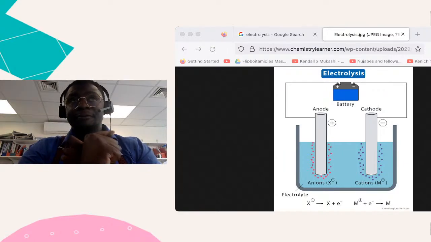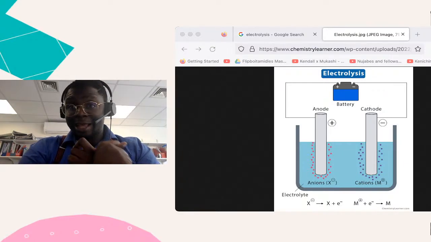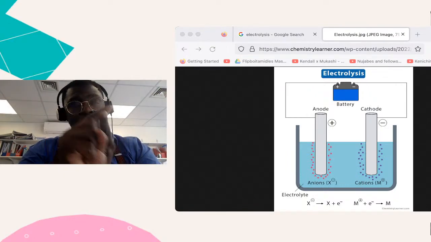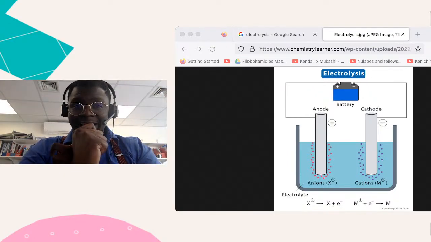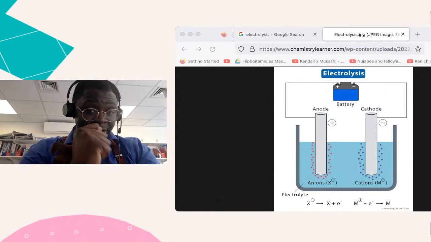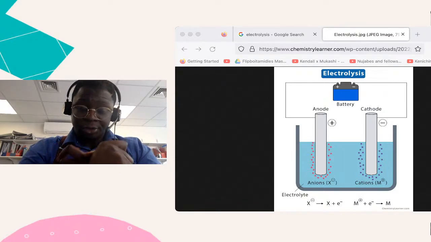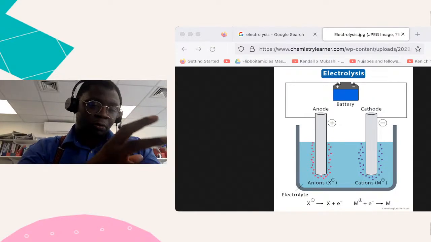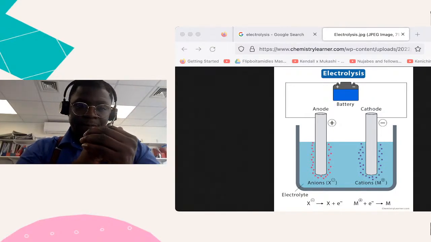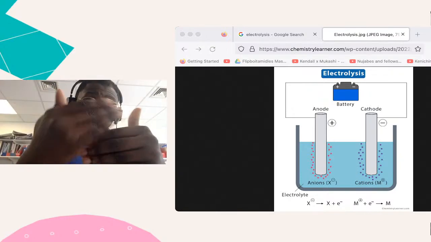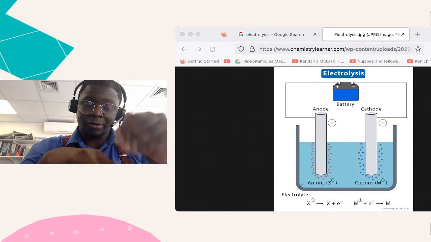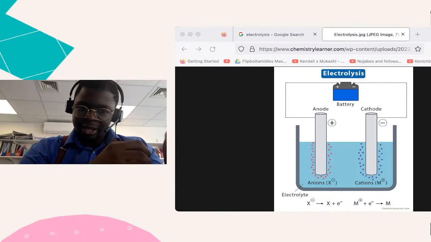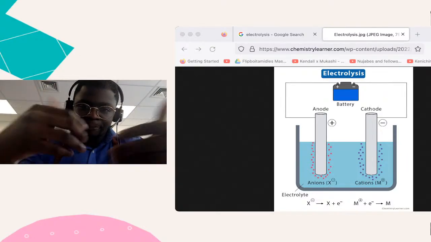At the cathode, we're going to focus on the cations first. If your metal is higher in the reactivity series than hydrogen, then hydrogen is what you'll form at the cathode. If your metal is less reactive than hydrogen in your reactivity series, then you form the metal at the cathode. So I'll say that again.